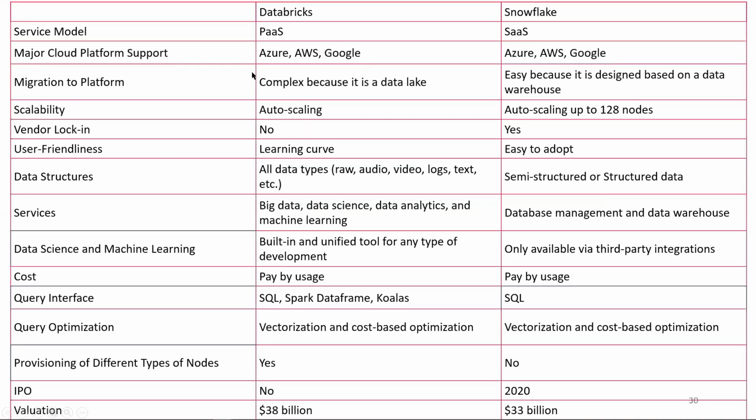Okay, so in Databricks and Snowflake, if we simply compare, the service model here is platform as a service in the Databricks case, but in Snowflake, it is software as a service. So the difference is, platform as a service provides more control in your hand. Software as a service is like a subscription, where you have less control. In a platform, you can manage the configuration, you can manage more aspects of it.